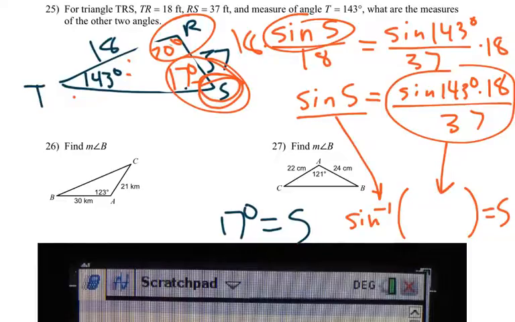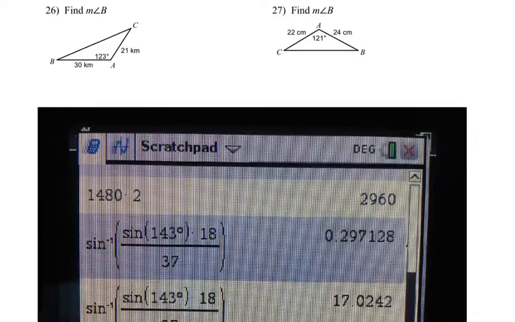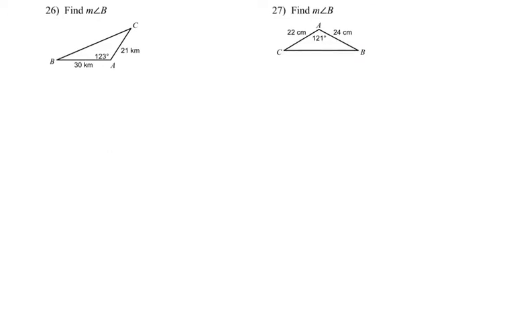Alright, let's take a look at 26 and 27. Get that out of the way. Alright, so find measure of angle B. Now notice here, we don't have the side opposite. We also don't have any of these other angles, so we can't use law of sines.